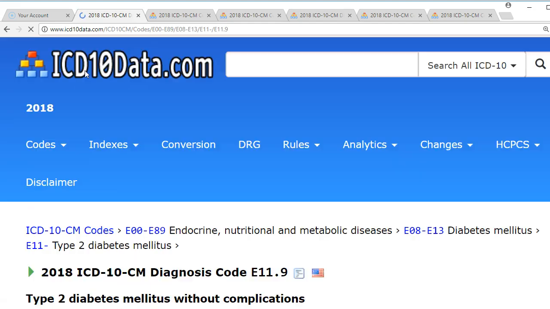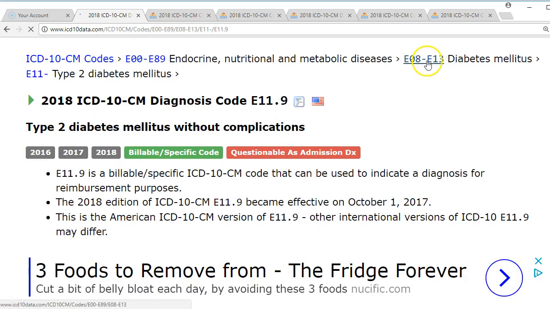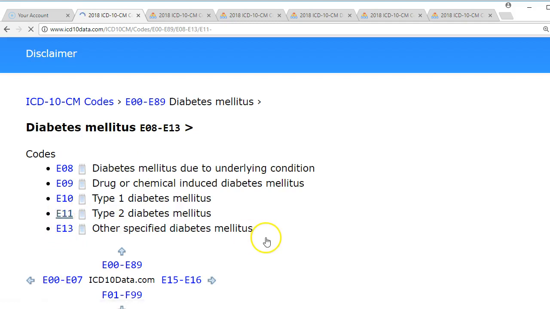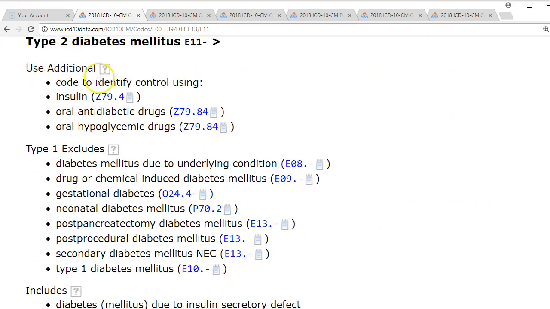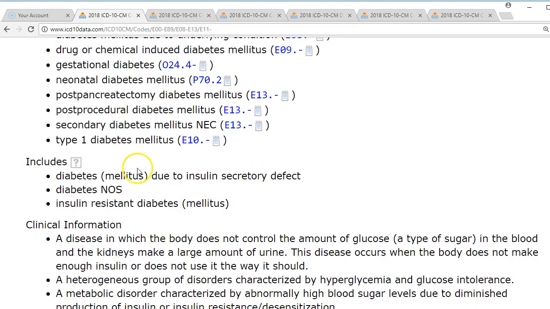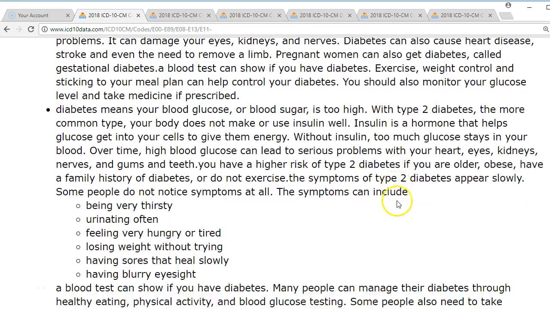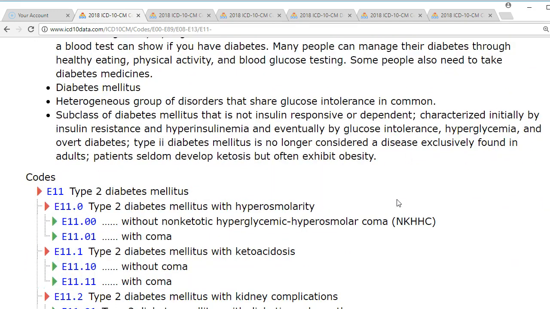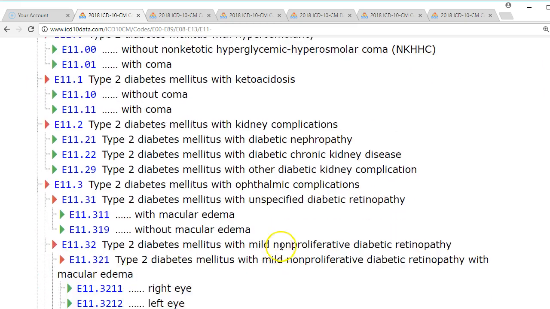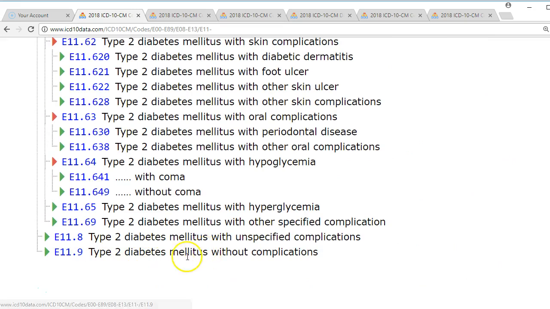So again, if we go to E11.9, this is without complications. But if we start at the beginning of E11, again, there's a use additional note for our drugs. There's an excludes note for the other types of diabetes. Then the includes notes. Now, this website has a lot of clinical information, which you usually have in your ICD-10 book. This is going to go through all the complications until we get all the way to E11.9, diabetes mellitus without complications.